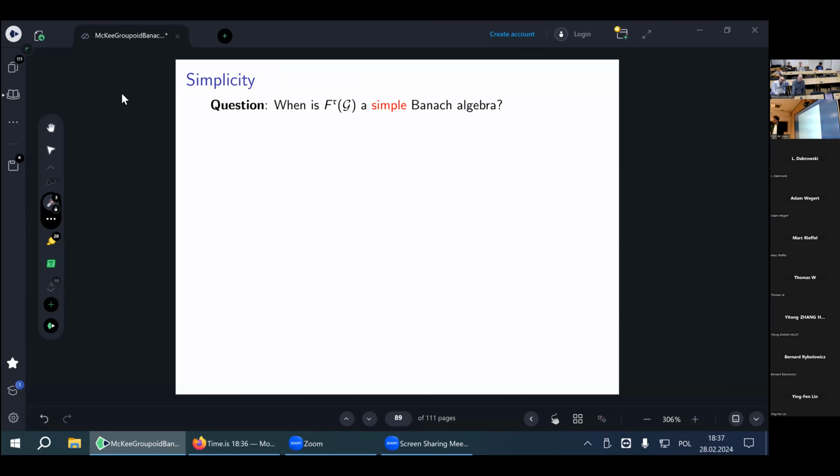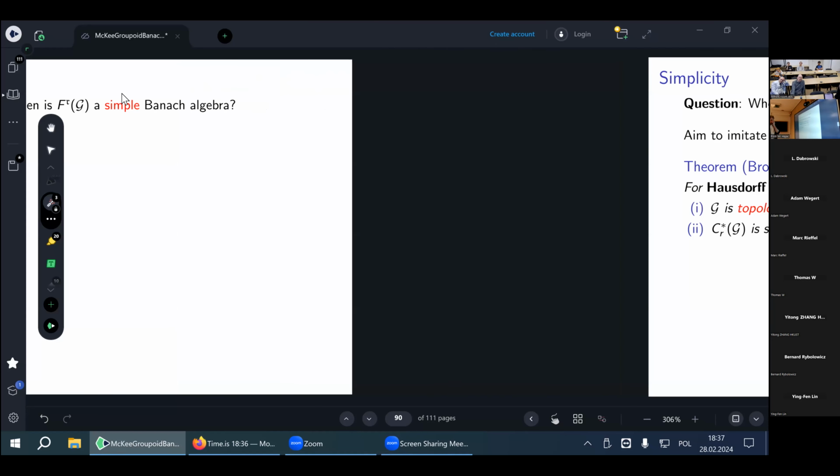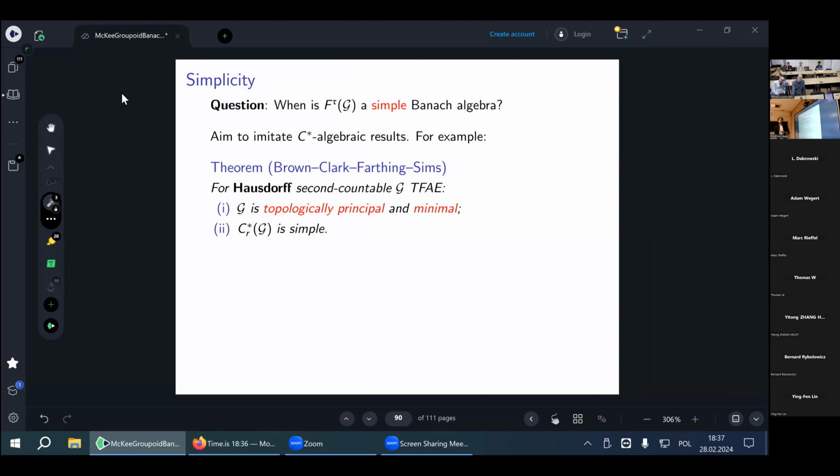When is our Banach algebra simple? Simple Banach algebra, no non-trivial ideals. So there are some prototypes for these results in the C-star place. Here's an example by Brown, Clark, Farthing, Sims. For a Hausdorff second countable groupoid, the following are equivalent: G is topologically principal and minimal, and the reduced C-star algebra is simple.